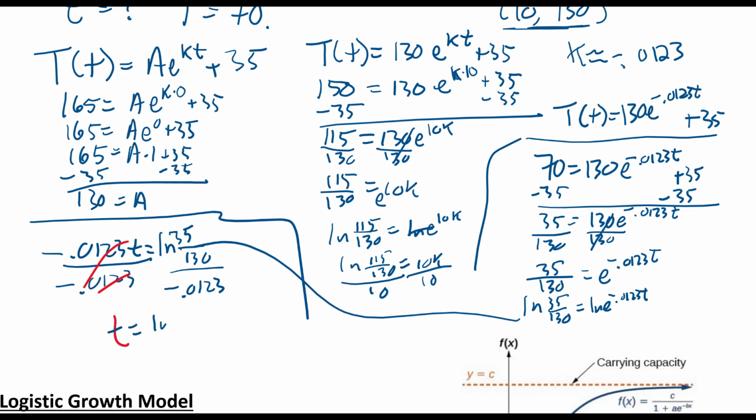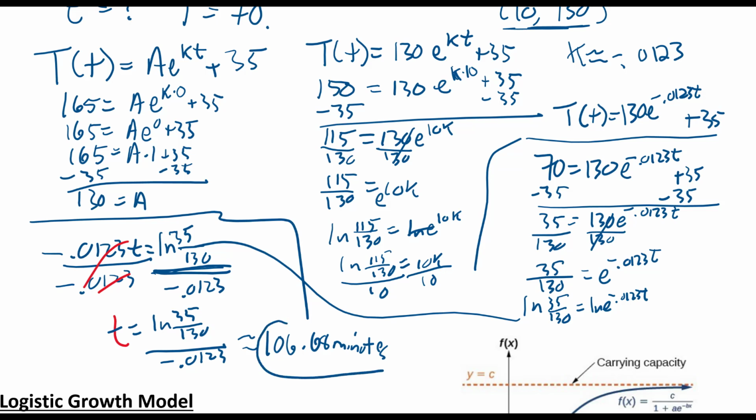And t would be the natural log of 35 over 130, the whole thing divided by negative 0.0123, which is approximately, how long? 106.68 minutes. That's a long time. Wait, essentially 107 minutes to eat the cheesecake. Torturous times. Okay.